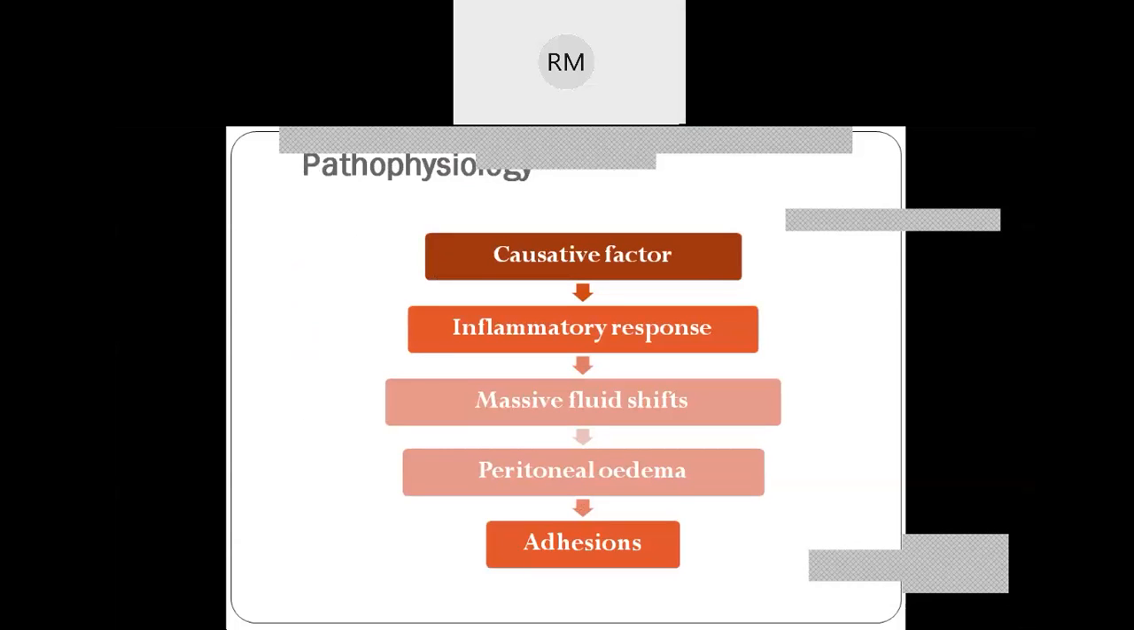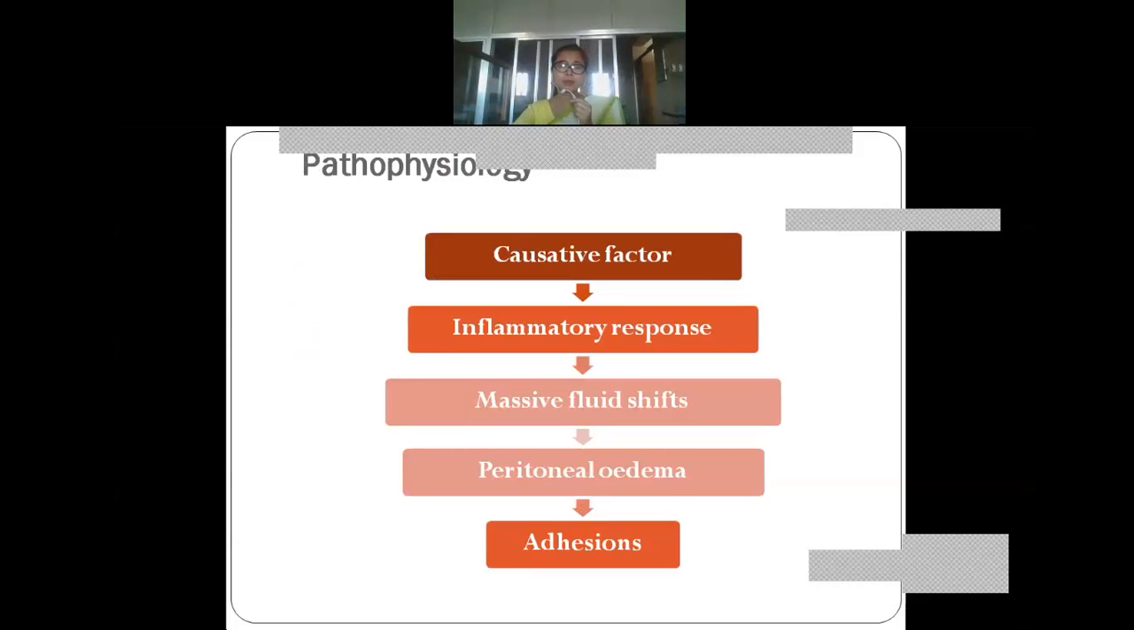Okay, fine. Causative factor. Okay, we have two causes, right? Primary causes and the secondary causes. So primary causes are those organisms, maybe blood-borne or those urinary tract organisms, and the secondary causes. I have listed down many secondary causes. One is rupture of the appendicitis. So all these factors can lead to inflammatory response in the peritoneum. Okay, and then because of this response, there will be massive fluid shifts.